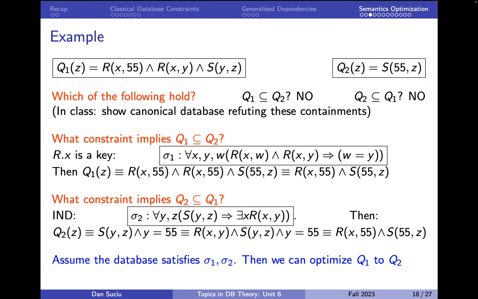So that is the bottom line. If we assume that these two constraints, sigma 1 and sigma 2, hold, then these two queries become equivalent, and then the optimizer should, in principle, be able to rewrite Q1 into Q2.